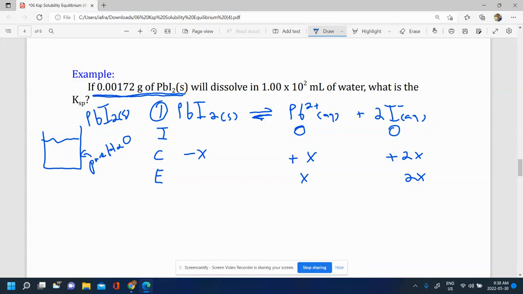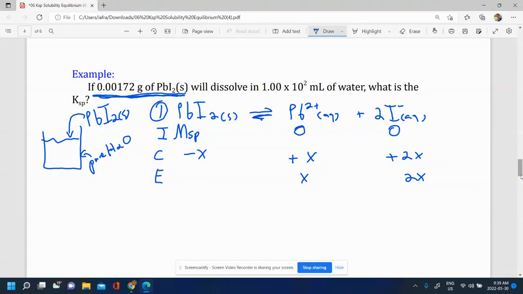The problem is we don't know what the initial concentration is. Technically speaking, the concentration of solids doesn't need to be tracked in the ICE table because the concentration won't change. But we're going to treat the initial concentration as being the MSP. So when you first throw this into water, what is the initial concentration going to be? We're going to treat that as our MSP.